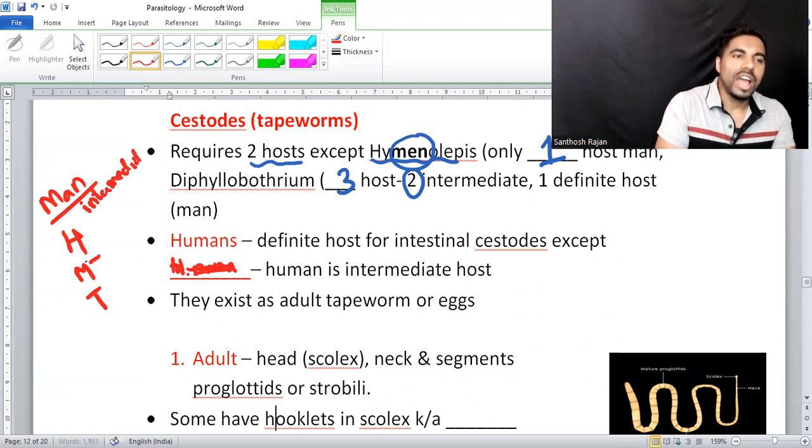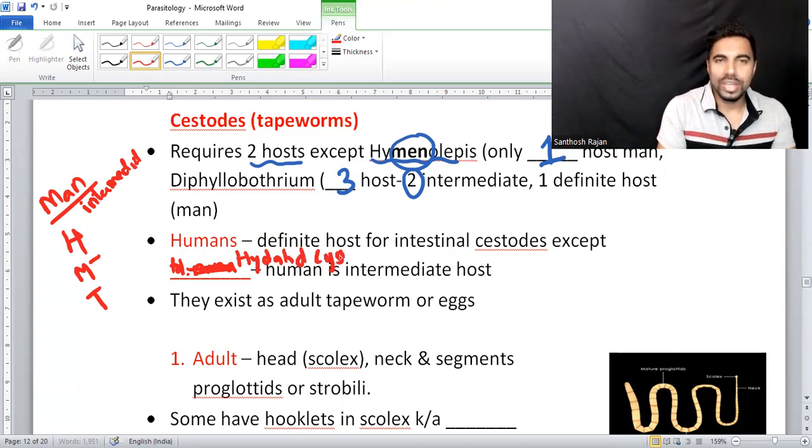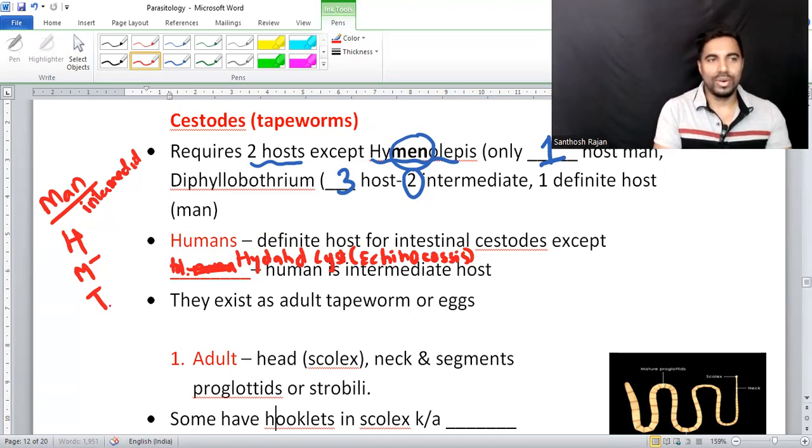So, H for hydatid cyst. Hydatid cyst, what is its other name? Echinococcus. We are going to talk about it. In this, which is the definite host? Dog is the definite host. And M for malaria, T for toxoplasma. Okay, these are the conditions where man is the intermediate host.